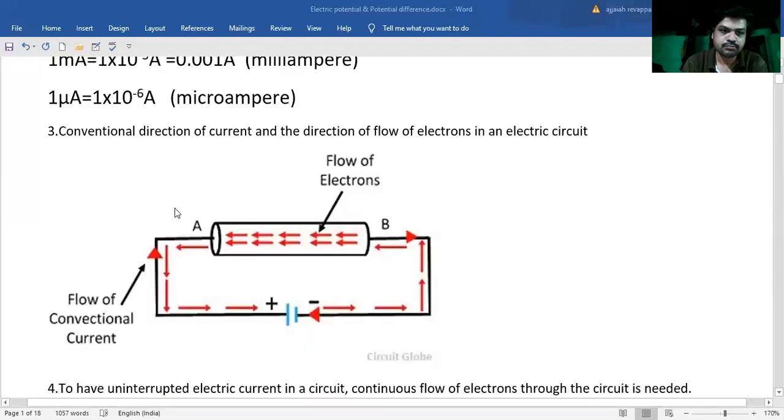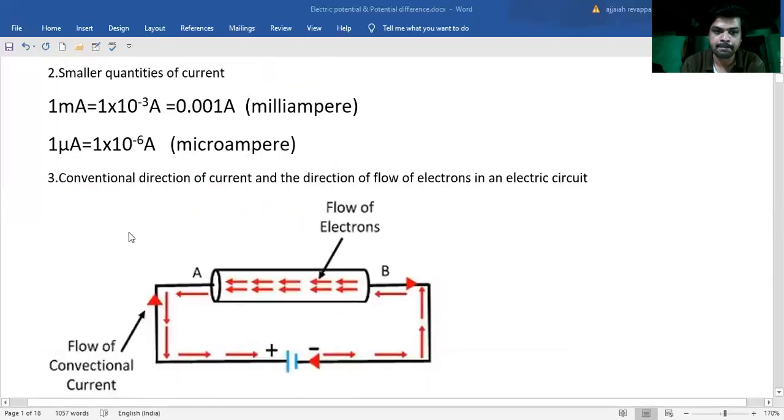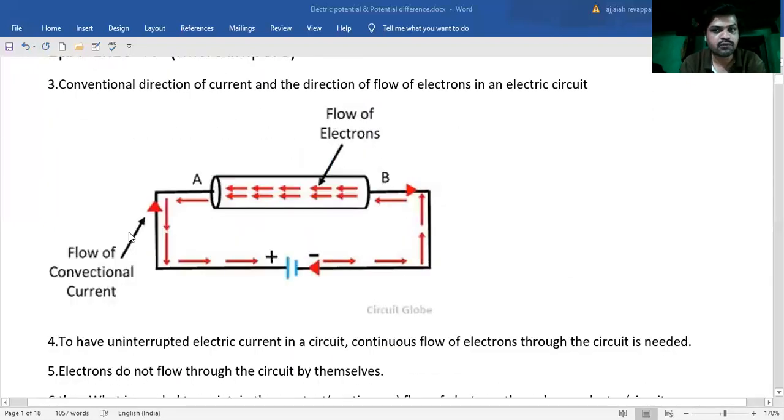Next, we learned the conventional direction of electric current. Conventional direction of electric current is always from positive terminal of the battery or cell to the negative terminal of the battery. Then what is the direction of flow of electrons through the circuit? It is from negative terminal of the battery to the positive terminal of the battery.